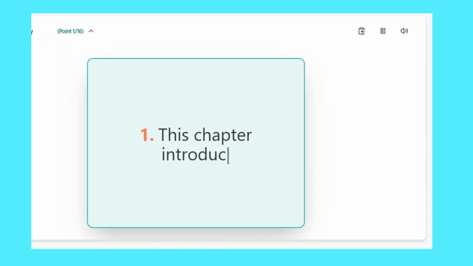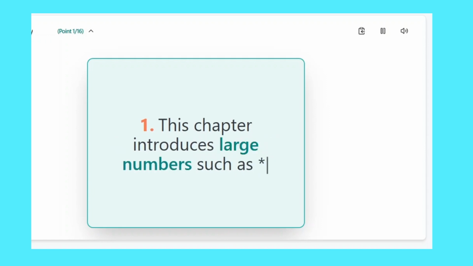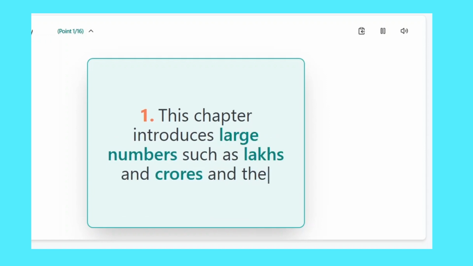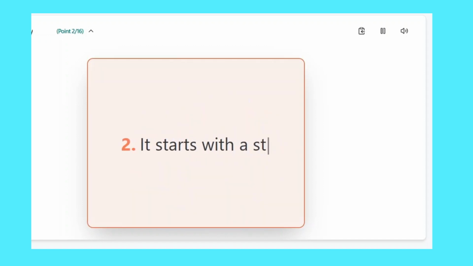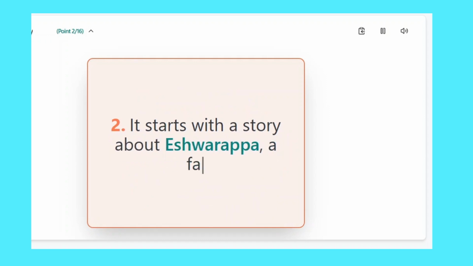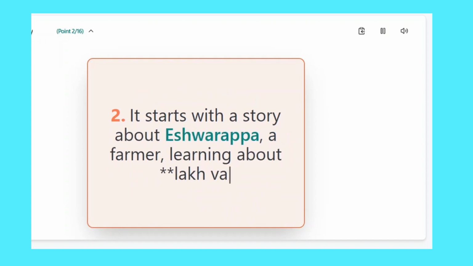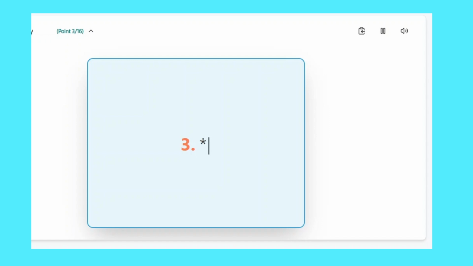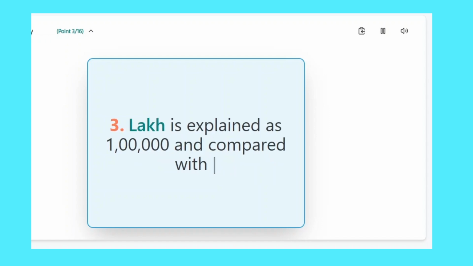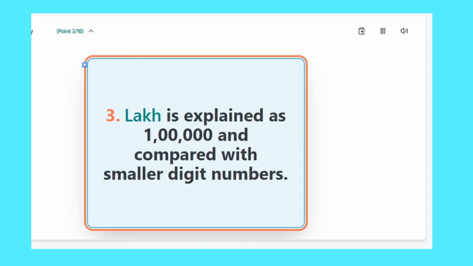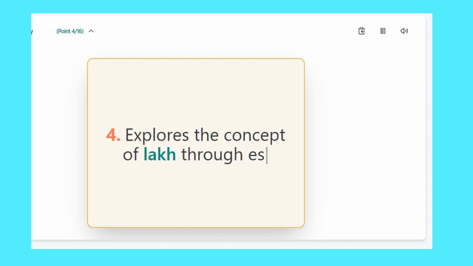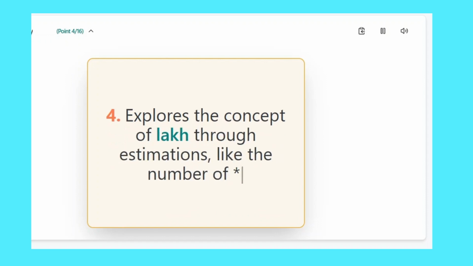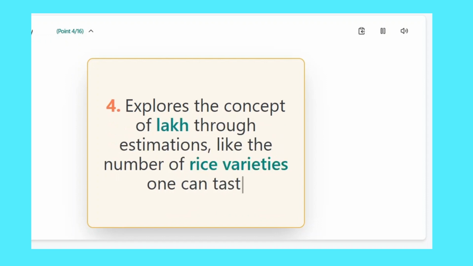This chapter introduces large numbers such as lakhs and crores and their representation in the Indian and American systems. It starts with a story about Ashwarappa, a farmer, learning about lakh varieties of rice. Lakh is explained as 1, 0, 0, 0, 0, 0 and compared with smaller digit numbers. Explores the concept of lakh through estimations, like the number of rice varieties one can taste in a lifetime.